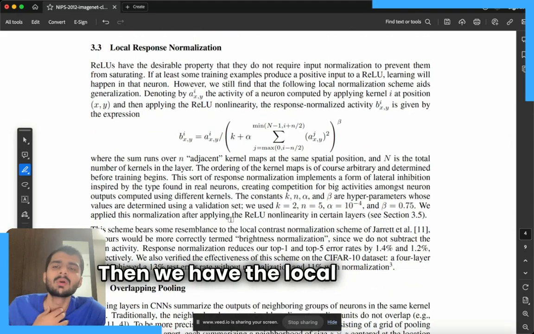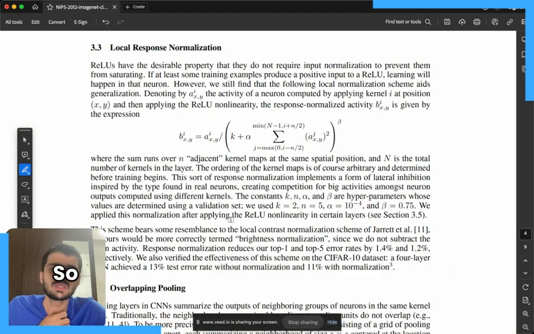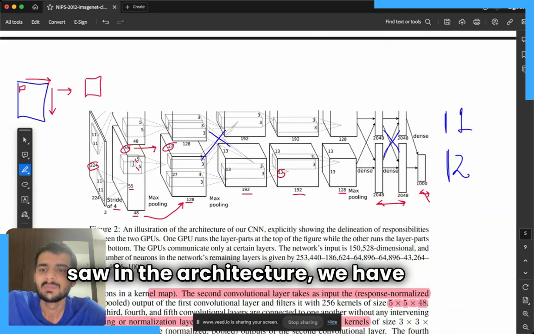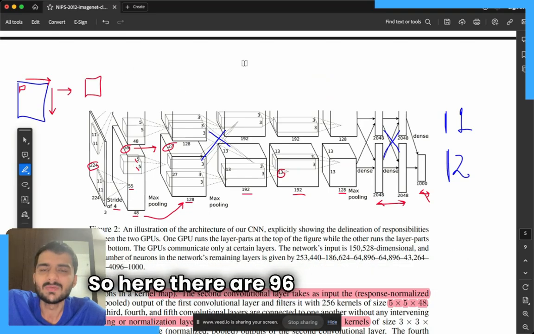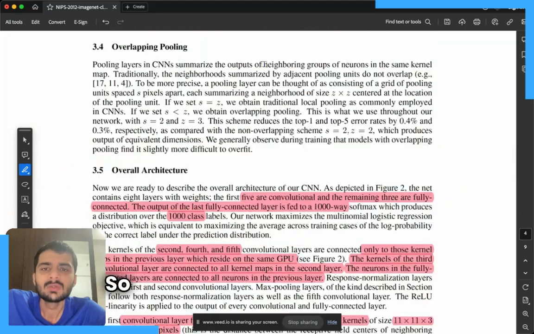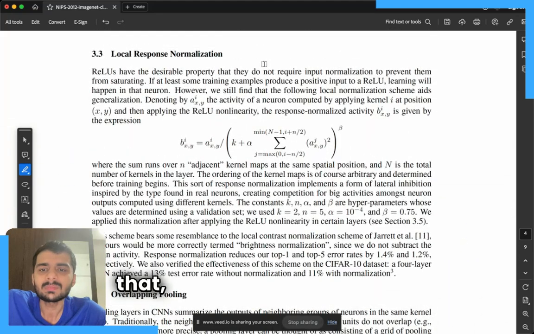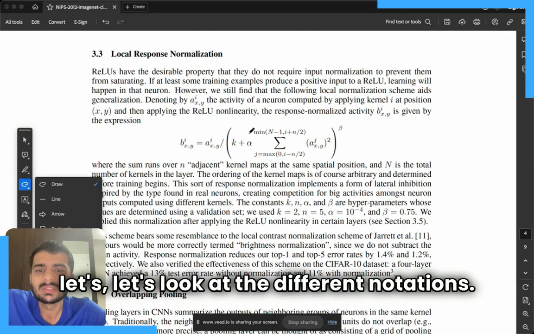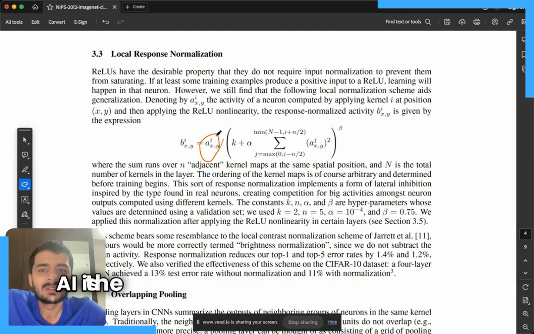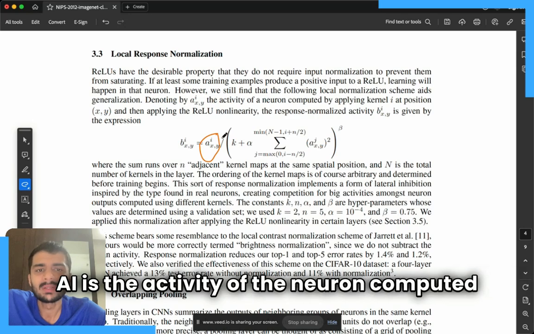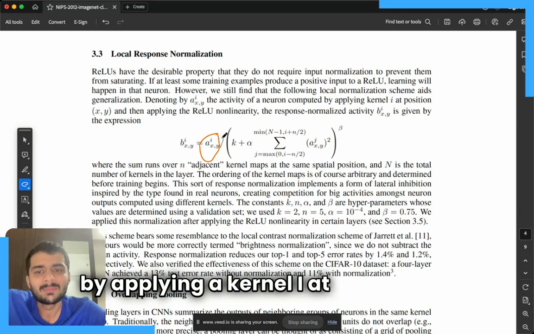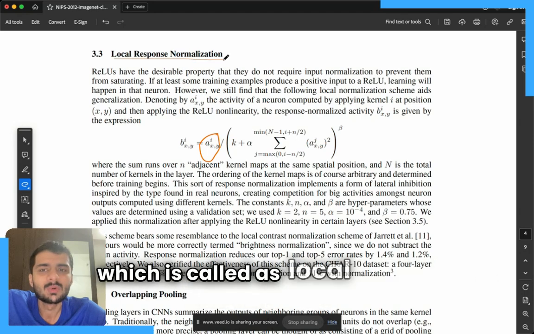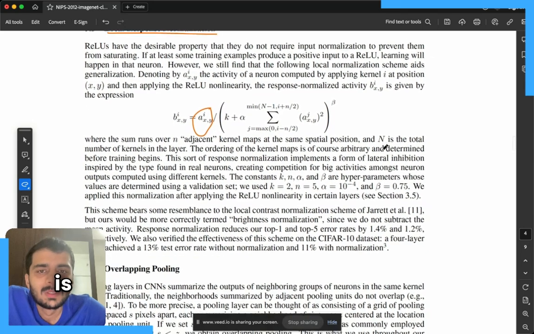Then we have the local response normalization. Essentially, as we saw in the architecture, we have these feature maps. Here there are 96 feature maps. Let's look at the different notations. You have a_i, which is the activity of the neuron computed by applying a kernel i at position x, y. However, they modify this by an operation called local response normalization.